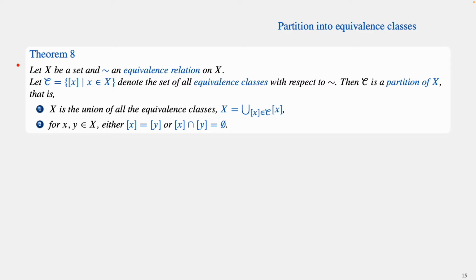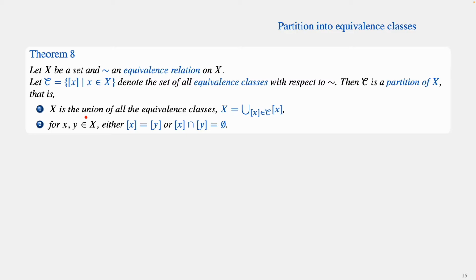And now an equivalence relation actually gives us a partition on the set X. So X is given with an equivalence relation on it. And then we have the following system of subsets. C, curly C, is the set which contains all the equivalence classes for the elements in our set big X. And then I say this set curly C is a partition of X. So recall what that means.